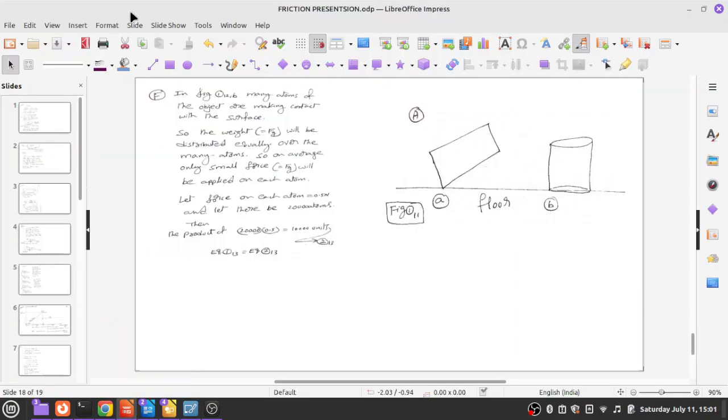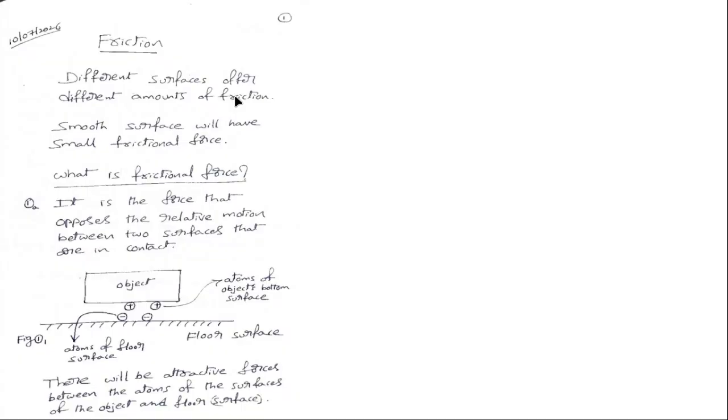Hello students, I am going to explain about a topic called friction. Different surfaces offer different amounts of friction. A smooth surface will offer small frictional force. What is frictional force? It is the force that opposes the relative motion between two surfaces.